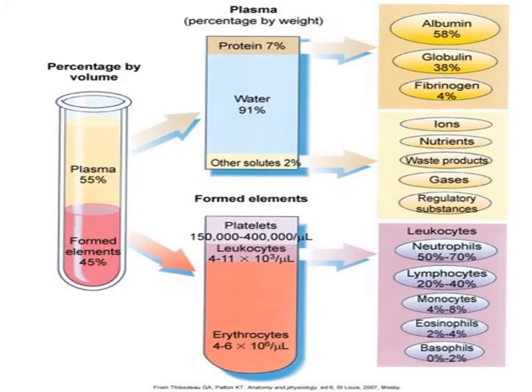Okay, so this slide is showing you a test tube on the left, and it's been spun down in a centrifuge, and now we have the formed elements at the bottom because they're heavier, and the plasma at the top. And it's about 45% formed elements, 55% plasma. When we look at the plasma, well, plasma is mostly water, right? With some proteins in it and some other solutes. So let's just look at them.